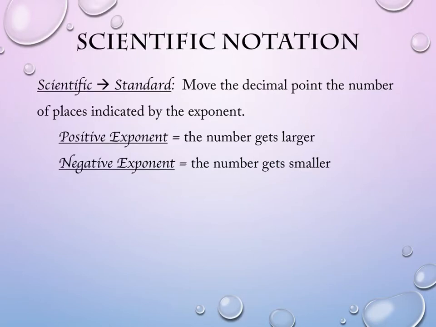We're going to reverse the process now and go from scientific notation into standard. So in this case, we're going to start out with a number that has a times 10 to a power. And we're going to move our decimal point the number of places indicated by the exponent. Now, whether we make the number a small number or a big number depends on whether the exponent is positive or negative. If the exponent is positive, the number will become big. If the exponent is negative, the number will become small.